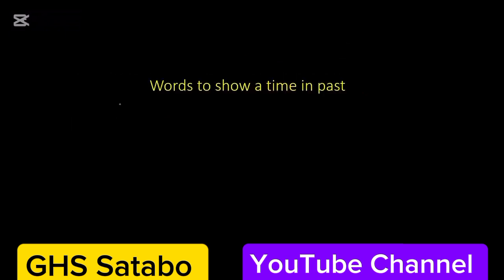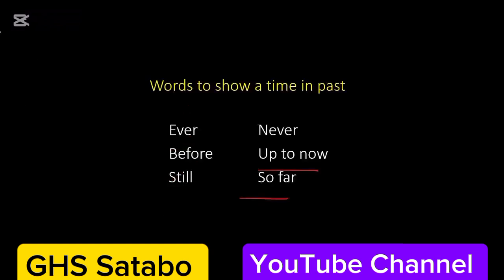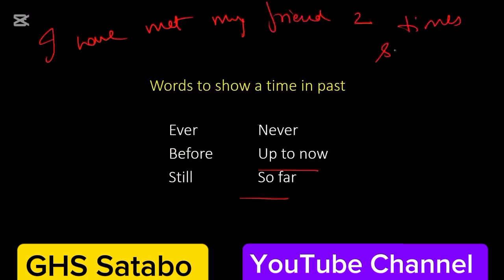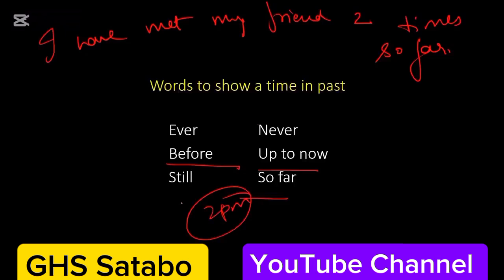Moving on, we need to understand what kind of words we can use to show that the time is in the past. The words that will help you out would be ever, before, still, never, up to now, so far. So you can say, I have met my friend 2 times so far. Or I've met my friend recently. I have met my friend before 2 p.m. Whenever you find words like that, which clearly show that this is an activity in the past, but the time period is still not yet over, we are clearly talking about present perfect tense.